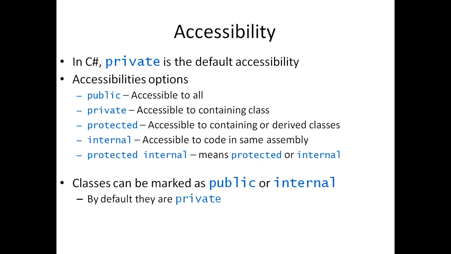So classes can be marked as public or internal. By default they are private. We can define the class as public or internal, but a class will not be defined as a protected type, and a class will not be defined as a protected internal type. We can define the class as either public or internal, and private can also be defined. By default it is a private class. So these are the specifiers.